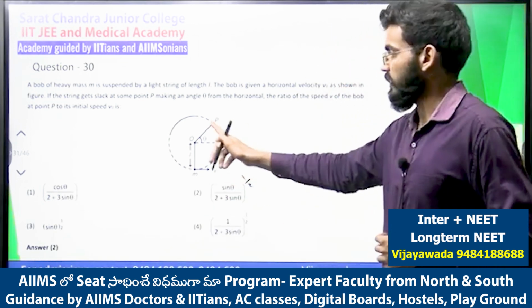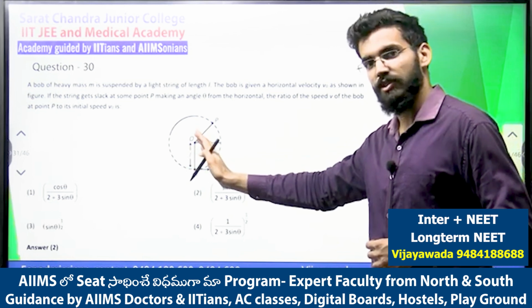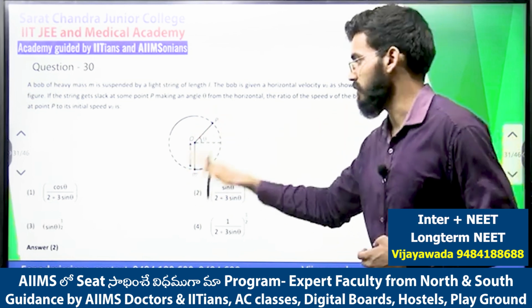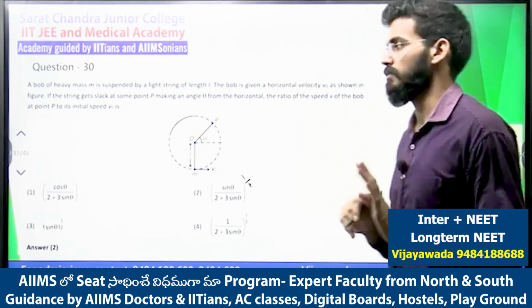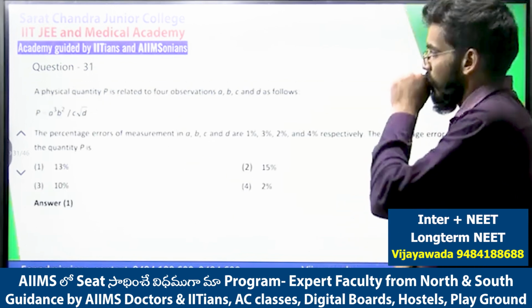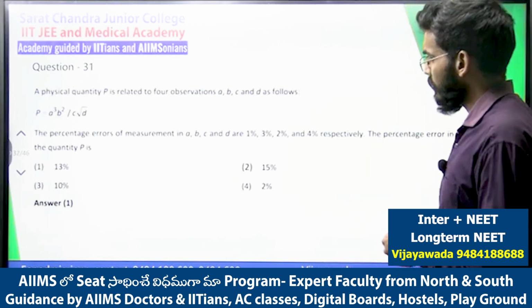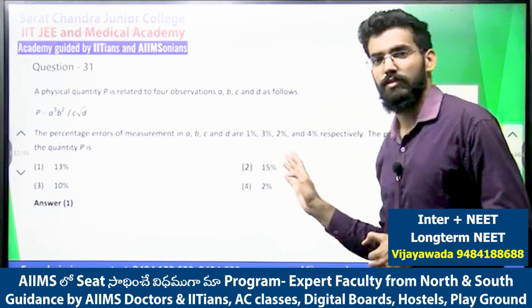One equation directly here: the mg sin theta component is providing mv square by r, and the second equation is the work energy theorem between this point and this point. The answer came. That's it. Very easy. This question was the easiest question possible in the paper.